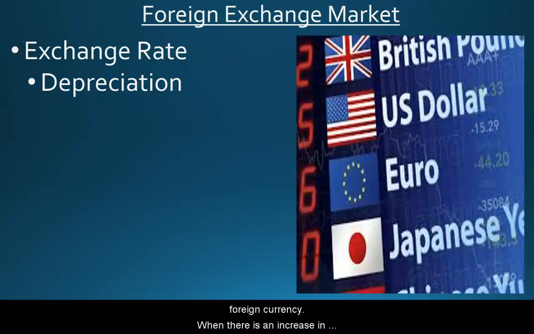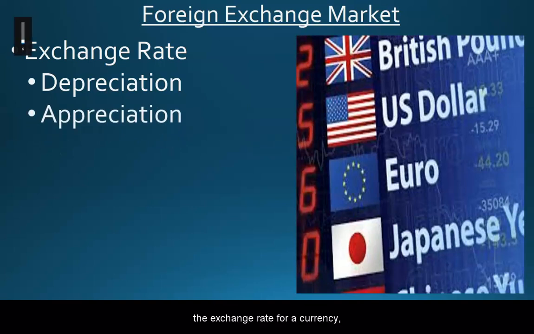When there is an increase in the exchange rate for a currency, it has appreciated or strengthened. For example, if the exchange rate increases in the market for dollars, it means that it takes more of the foreign currency to purchase a dollar.